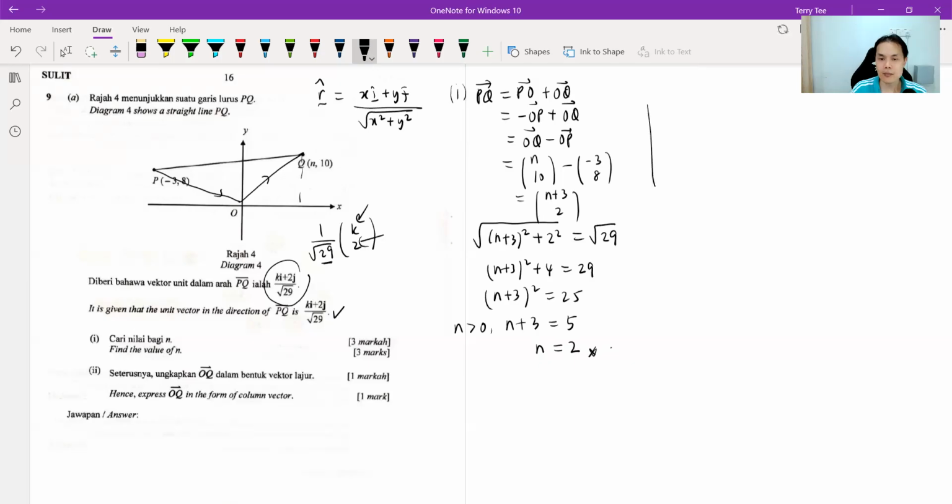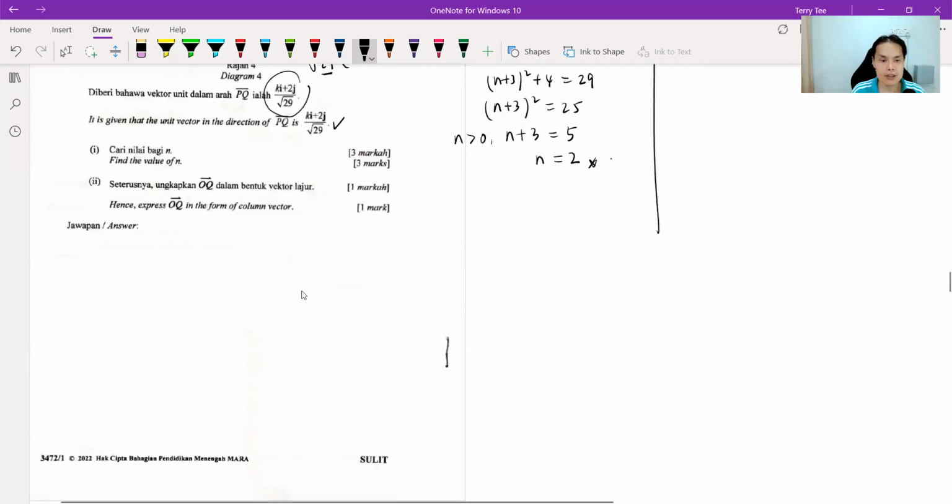Okay. First part done. Second part, express OQ in the form of column vector. Your column vector OQ, you already have it here actually. It's very simple because we already know your n is 2. So your OQ is just (2, 10). Pretty easy, right? Okay, so this is vector in Cartesian coordinate.